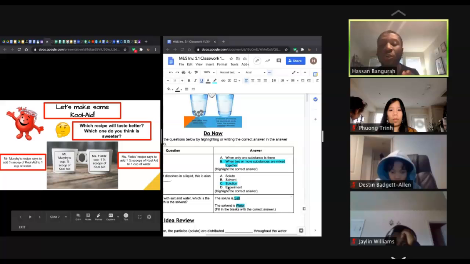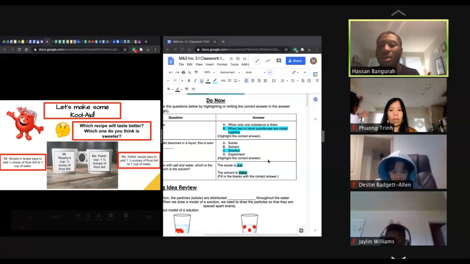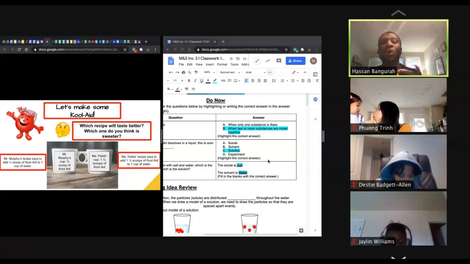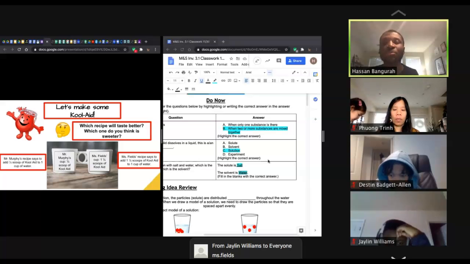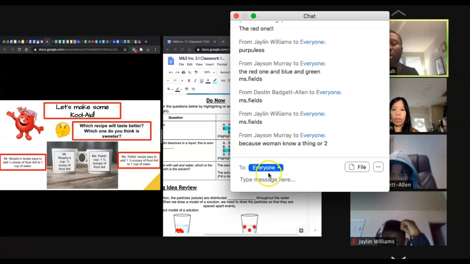Miss Fields, she's getting 1.5 scoops. Mr. Murphy's only going to get half the scoop. Who do you think is going to taste sweeter or taste better? Okay. So Dwayne, Drew, Jemiah, Jalen, Jazari, go ahead and type your answer in the chat. Do you think it's going to be Miss Fields that's going to be sweeter or Mr. Murphy that's going to be sweeter?